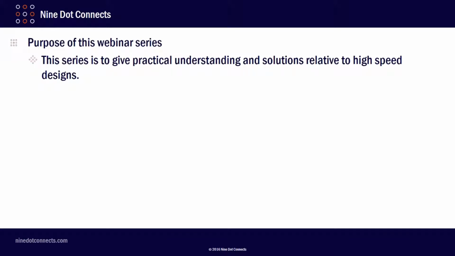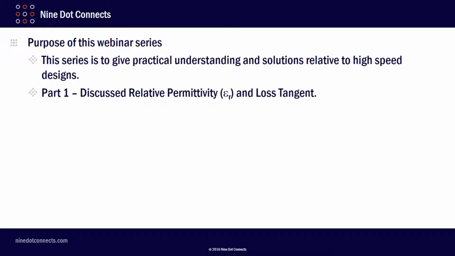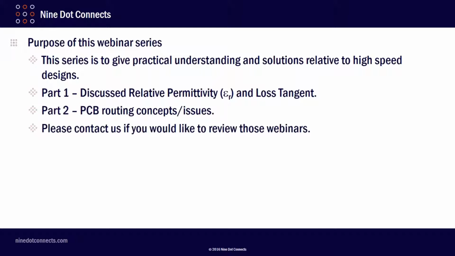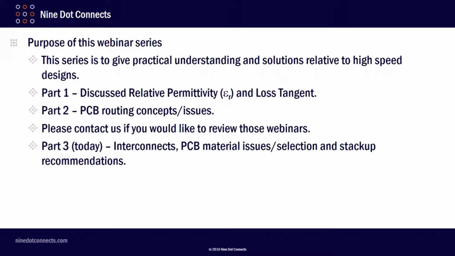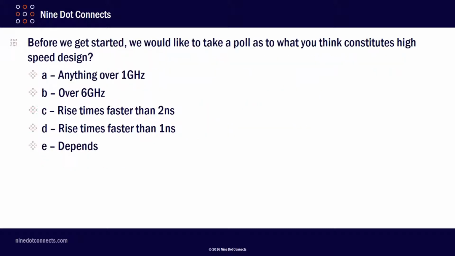So the purpose of this webinar series is to give practical understanding and solutions relative to high-speed designs. In part 1 of this 3-part series, we discussed relative permittivity, commonly known as dielectric constant, and the loss tangent. In part 2, we talked about PCB routing concepts and issues, and if you would like to watch those videos, please feel free to contact us and we will get those links to you. In today's webinar, which will sum up all the data that we've talked about so far, we're going to talk about interconnects, PCB material issues, selection, stack-up recommendations.